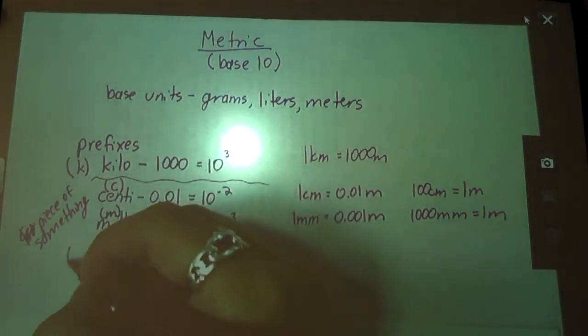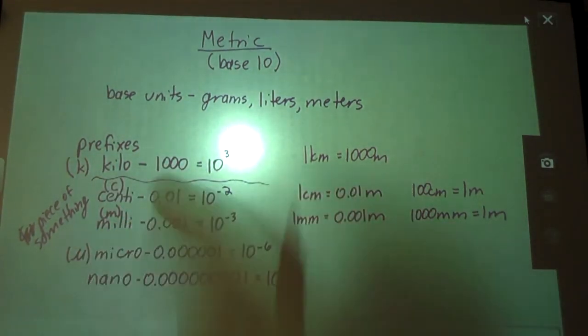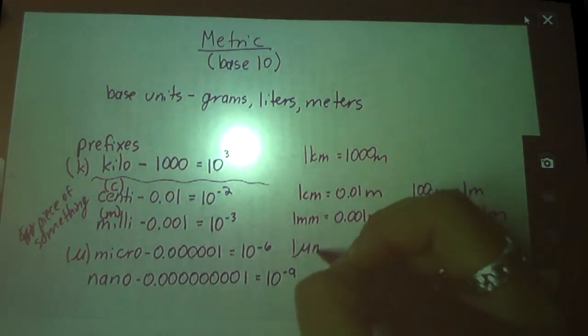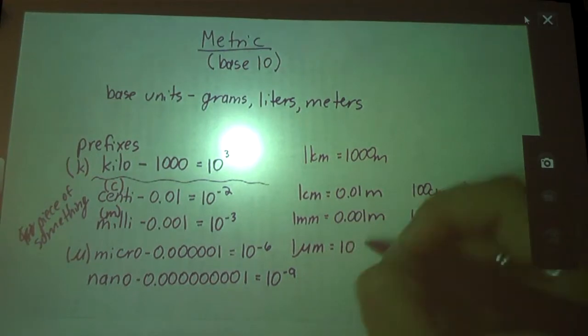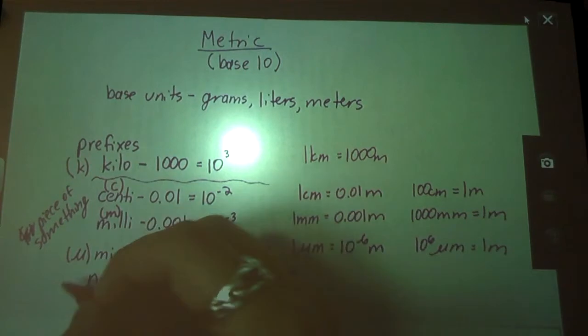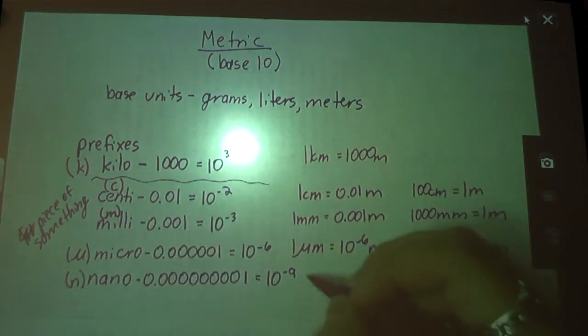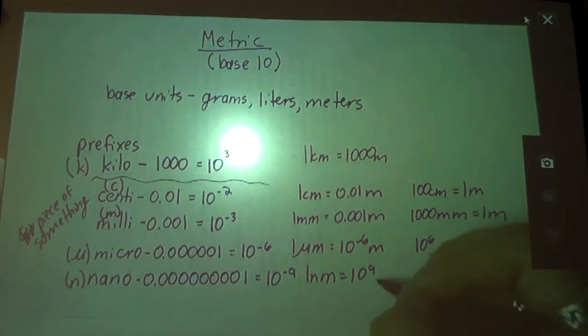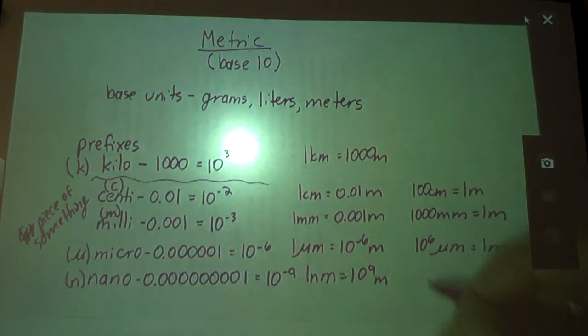On down, we have micro. Micro uses this funky looking U. So 1 micrometer is 1/1,000,000th of a meter. It is a tiny, tiny piece of a meter. Or we can say that there are 1,000,000 micrometers in 1 meter. Nano is the last one. 10 to the 9th nanometers in a meter, little bitty piece.